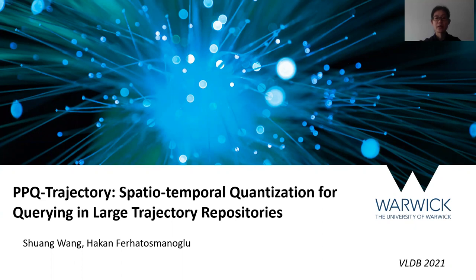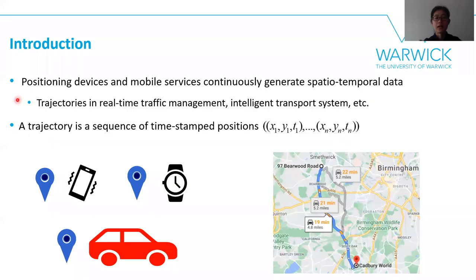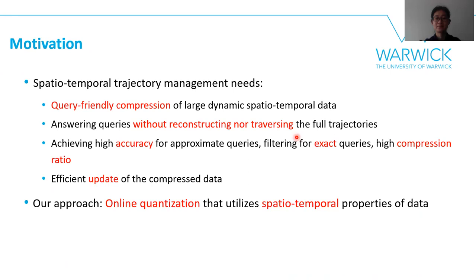Today I will present our paper, PPQ-Trajectory: Spatial-temporal quantization for querying in large trajectory repositories. Large location sequences are being generated by mobile devices and services. The raw trajectory data collected from these devices is a sequence of time-stamped positions, including latitude, longitude, and the timestamp.